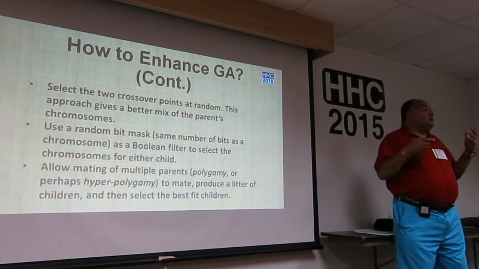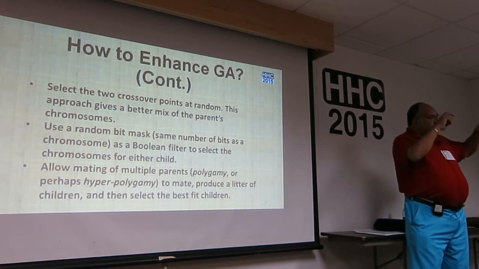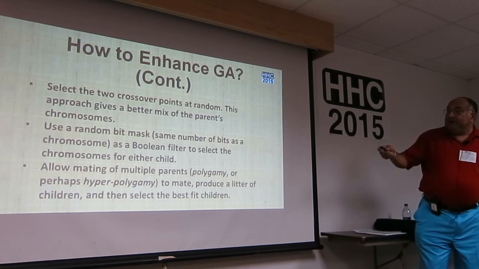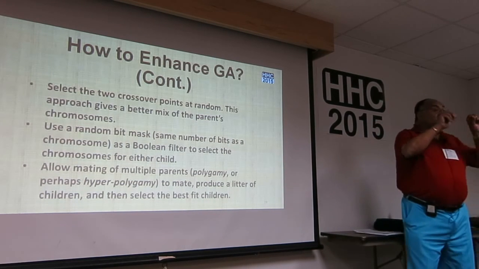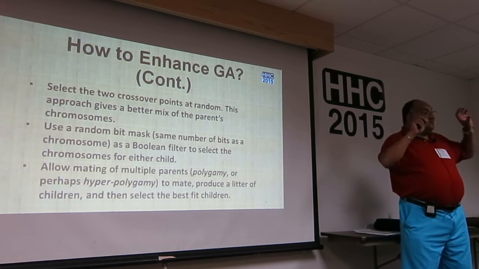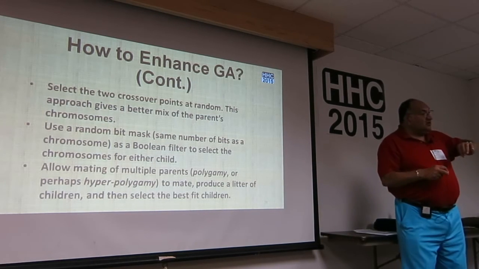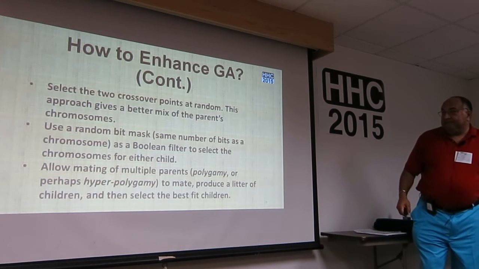We can also select two crossover points, so we're taking more combinations of the chromosomes from each parent. And better yet, there is another technique where we use a random bit mask. That tells me which chromosome from either parent goes to either child. And it's also very effective.